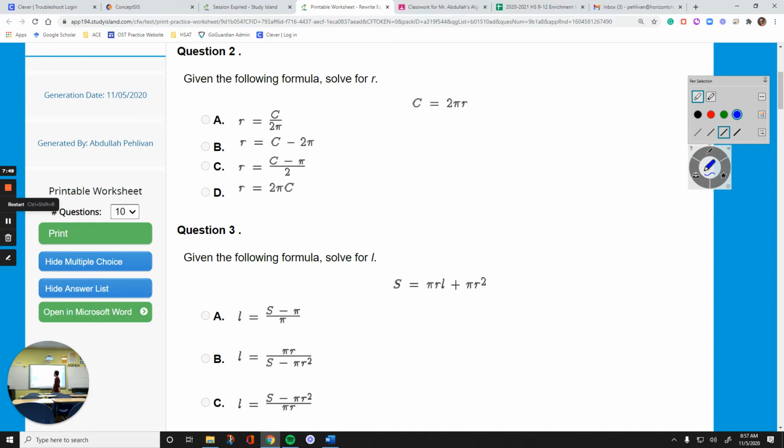Given the following formula, solve for r. Get the r by itself. Look at the sides. R is right here. Get rid of everything else on that side, okay? So, on that right side, I have 2 pi multiplied.